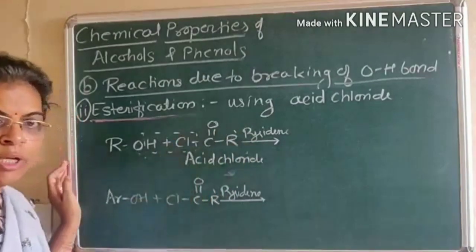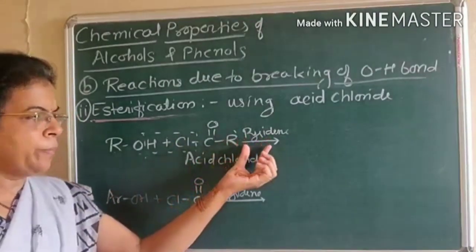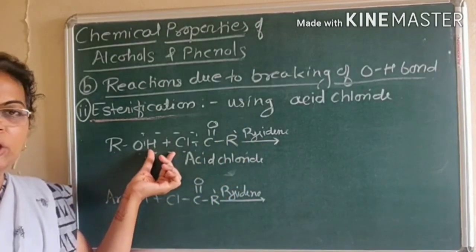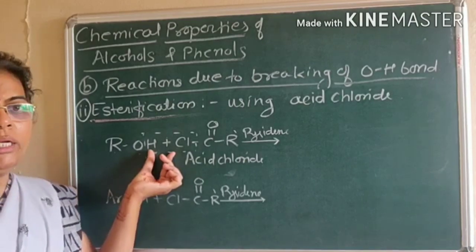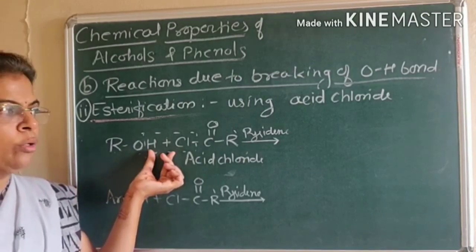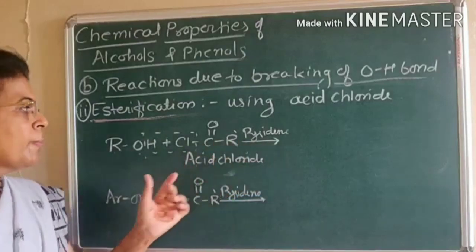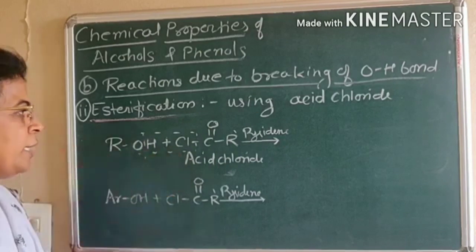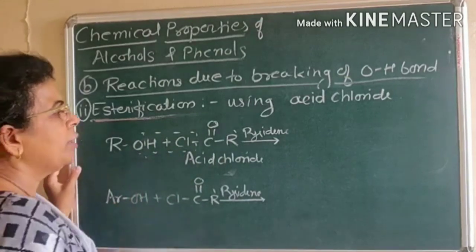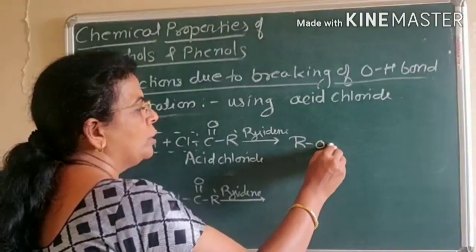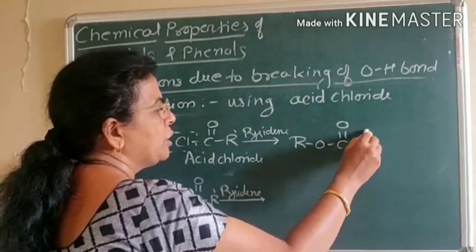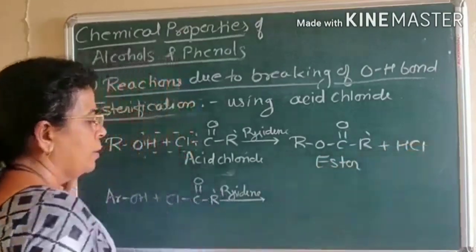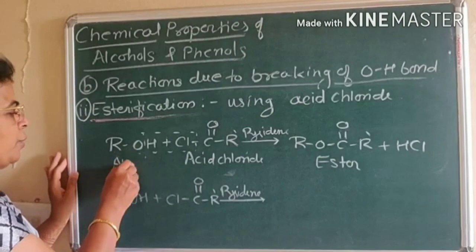This reaction is carried out in presence of pyridine. Pyridine is a base which absorbs the HCl formed, and then the backward reaction is prohibited. That is, only the forward reaction is carried out due to the use of pyridine as a base, which neutralizes this HCl. And then we will get only ester. Here we will get ester R O C double bond O R dash, plus HCl. Now this alcohol is converted into ester.